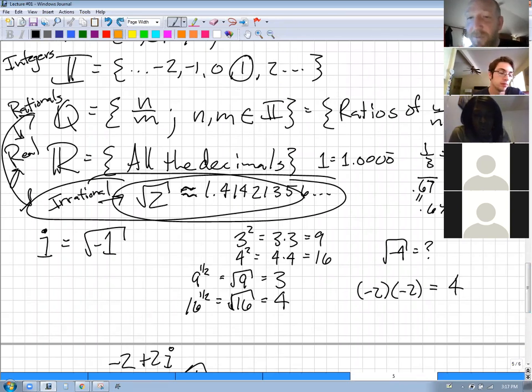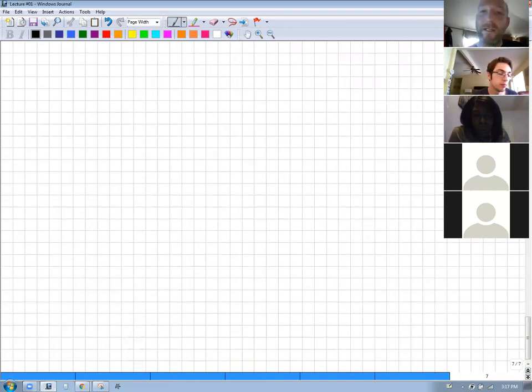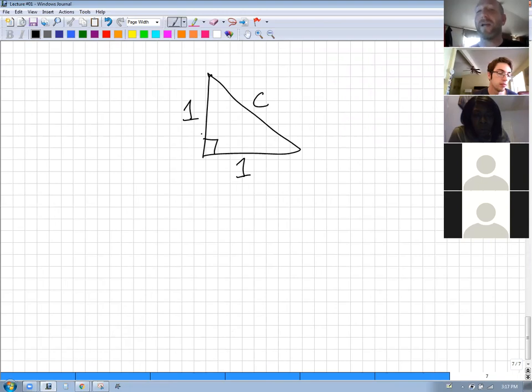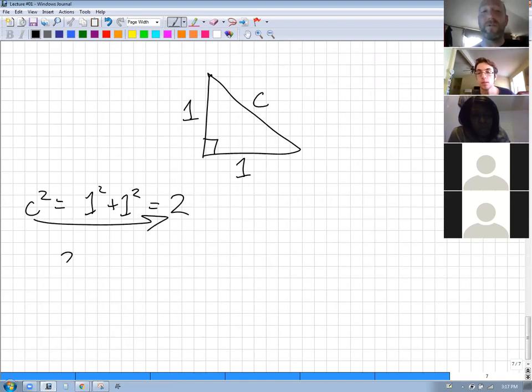Well, the problem was somebody came along and he said, okay, if this is length 1 and this is length 1, what is this length? Well, by the Pythagorean theorem, c squared should be 1 squared plus 1 squared, right? Well, that's 2. So if c squared is equal to 2, then c had to be the square root of 2, right? This length here, the simplest triangle, and the Pythagorean theorem says it's the square root of 2. Well, the Pythagoreans always said the square root of 2 has to be some number over some number, because all numbers are ratios.